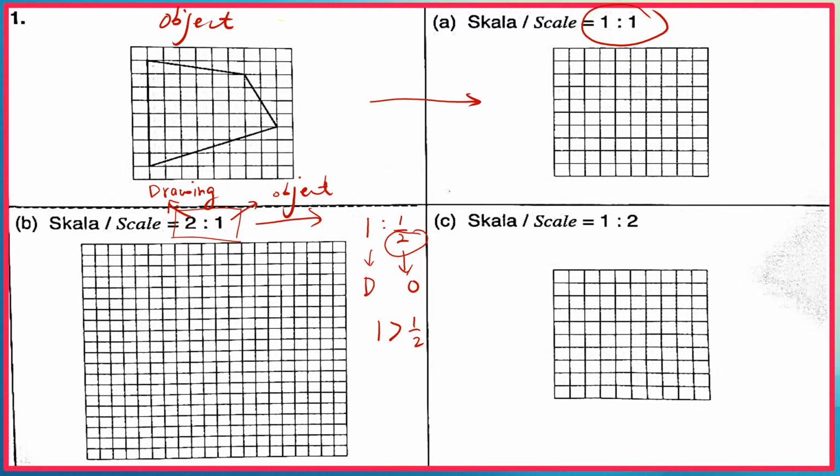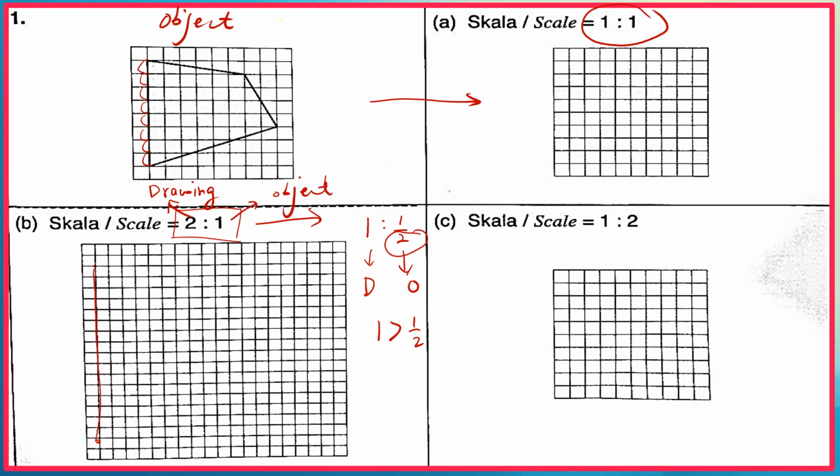So we count the vertical line here. How many boxes? 1, 2, 3, 4, 5, 6, 7, 8. So you count 8. You must times by 2, right? So 8 times 2 is 16. 8, 9, 10, 11, 12, 13, 14, 15, 16. So you draw, make sure you use a ruler. I use a free pen here.